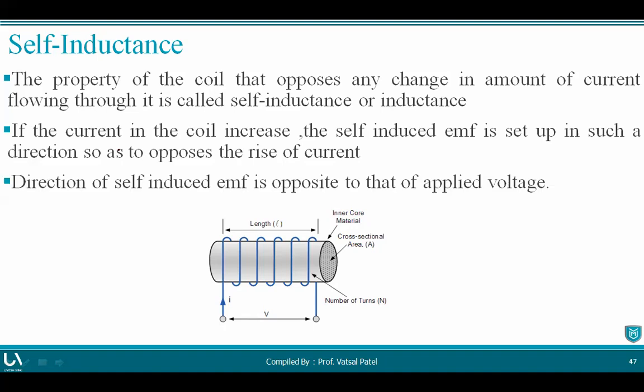Now the third sentence: the direction of the self-induced EMF is opposite to that of the applied voltage. That is because of the property, as I mentioned, that the self-induced EMF is set up in such a direction so as to oppose the rise of current, and that's why we can say that the direction of the self-induced EMF is opposite to the applied voltage.